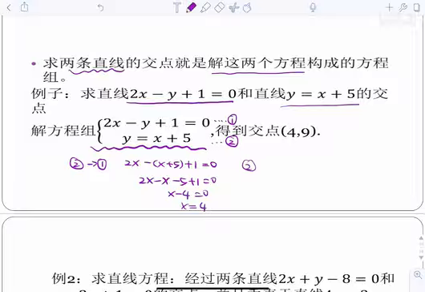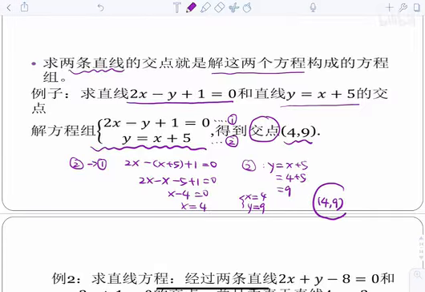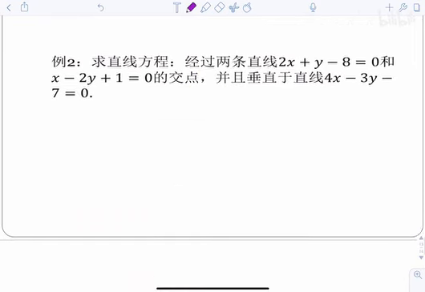And from 2 we know y equal to x plus 5. So y equal to 4 plus 5. So y equal to 9. So we know x equal to 4 and y equal to 9 is the solution of these equations. So the common point is (4, 9). So this point means the common point of these two lines. So let's see the example.